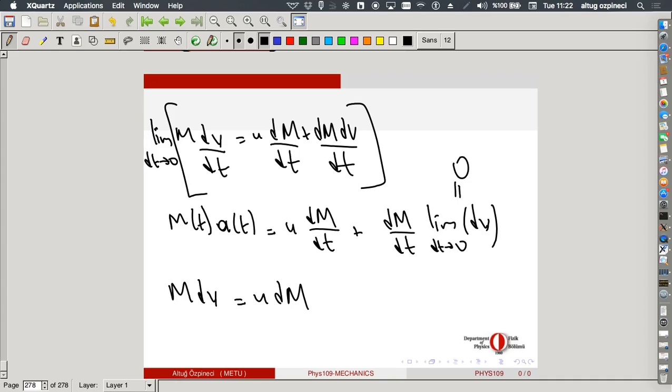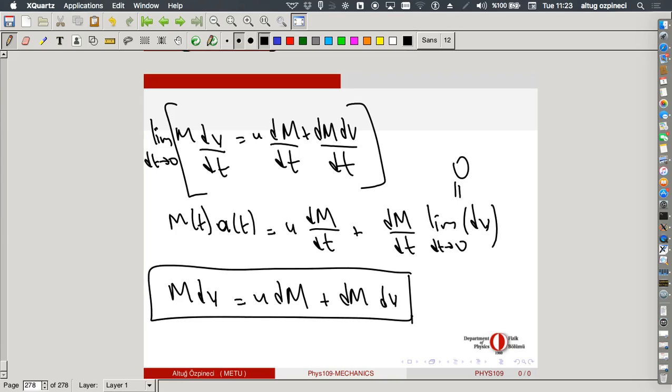Conservation of momentum is exact. Conservation of momentum is exact. And conservation of momentum tells me that I have this equality. That is the conservation of momentum. No, I mean, in this equation, even dt need not be 0. This is what conservation of momentum tells me. This is exact.